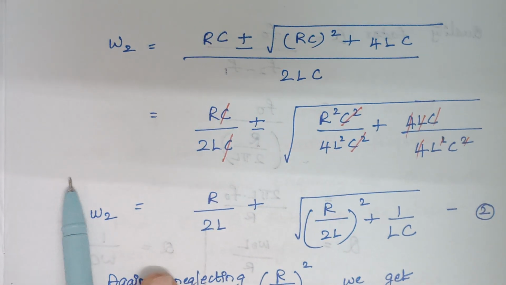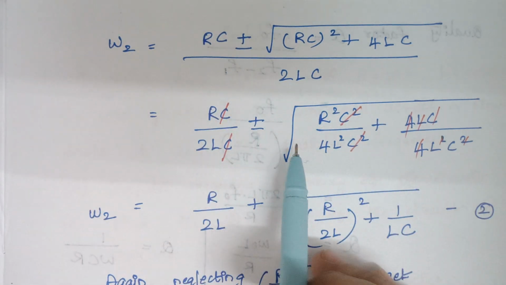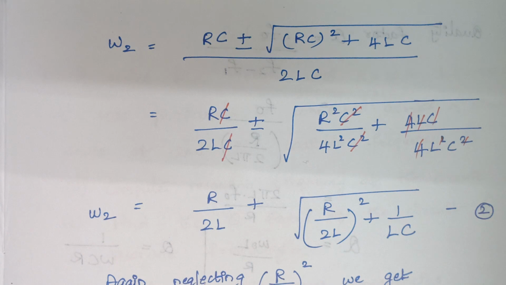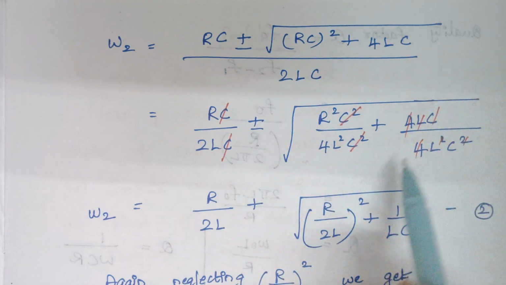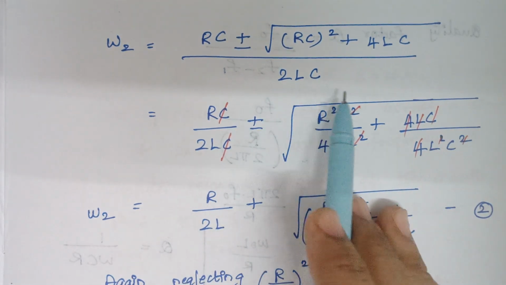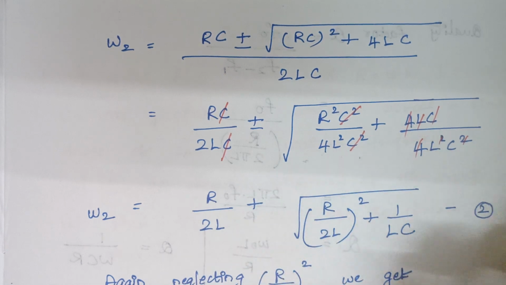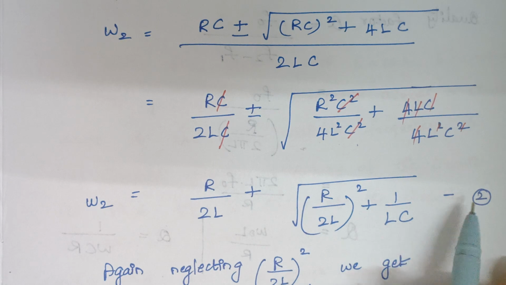So again we are using the basic formula to find the values: minus b plus or minus root of b square minus 4ac by 2a. Again we are moving this 2LC inside the square root, so we have to square these terms, so automatically 4L square C square. When you cancel the common terms, finally we end up with the equation like this.